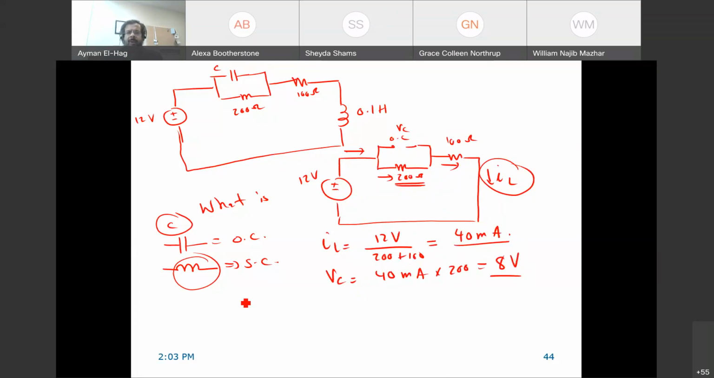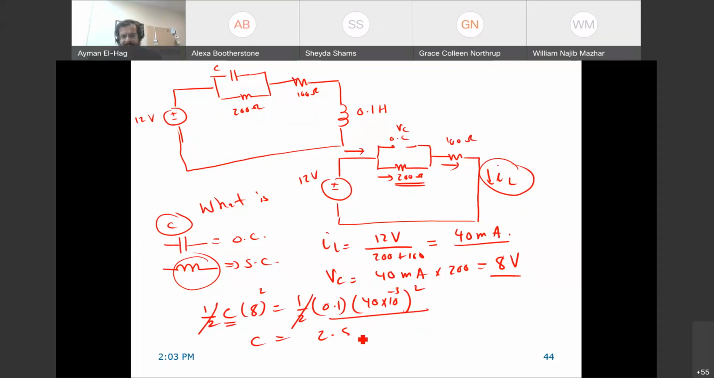Now we are set to put the equality relation. So 1/2 times C, which I don't know, V square, which is 8 square, is equal to 1/2 L, which I know, 0.1, times I square, which is 40 times 10 to minus 3. And very important to keep the unit here, square. The half will cancel with this. So your C is equal to this, divided by 8 square, and you will get 2.5 microfarad, or equal to 2.5 times 10 to minus 6 farad. So this is the answer.